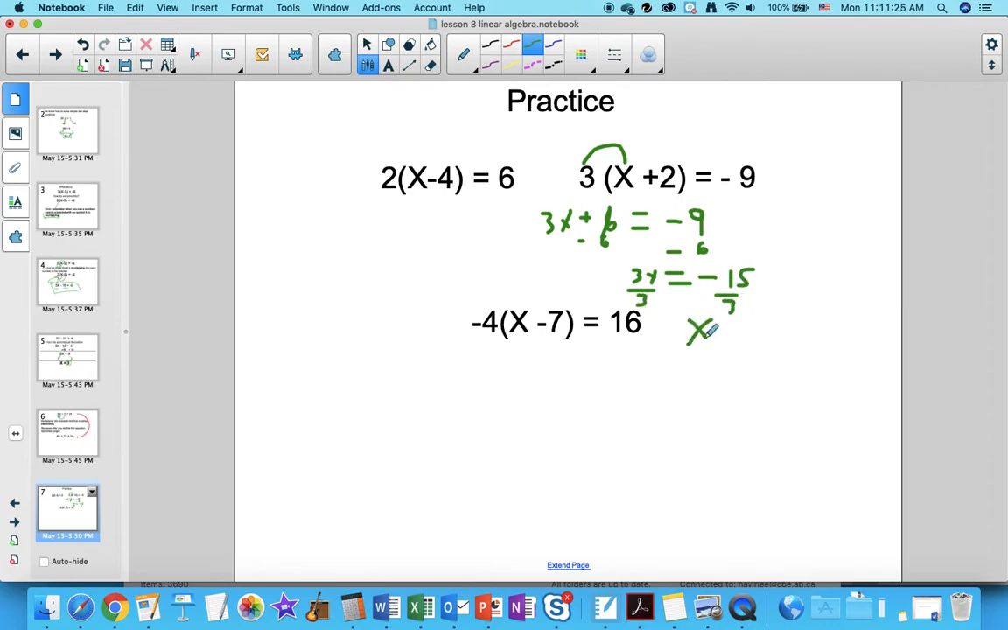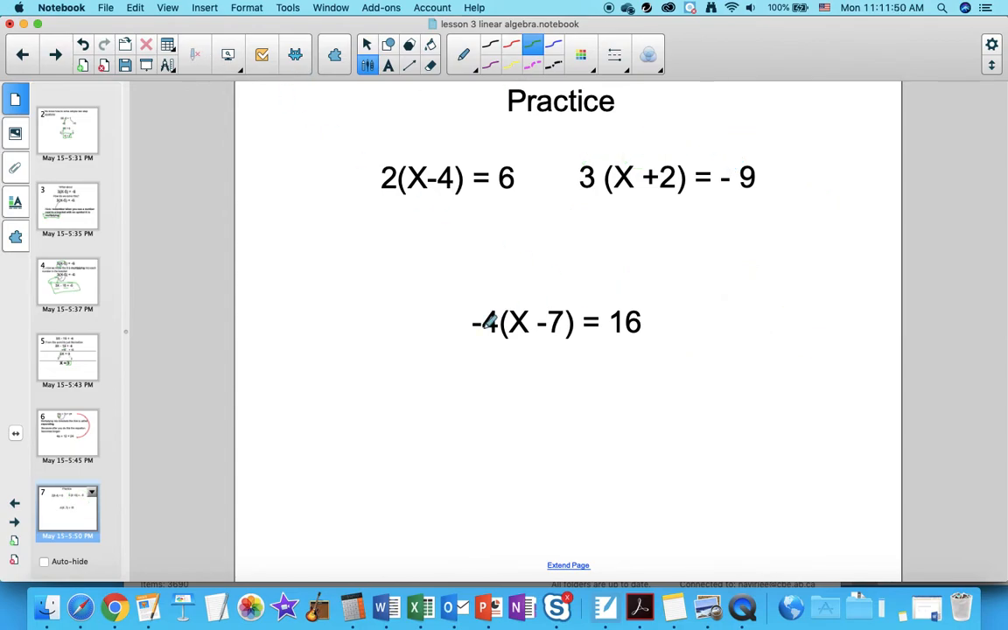So these two cancel out. Negative 15 divided by 3, negative divided by a positive is negative. 15 divided by 3 is 5. So x equals negative 5. I can check that answer. Replace x with negative 5. Negative 5 plus 2, right, is negative 3. Negative 3 times 3 is negative 9.